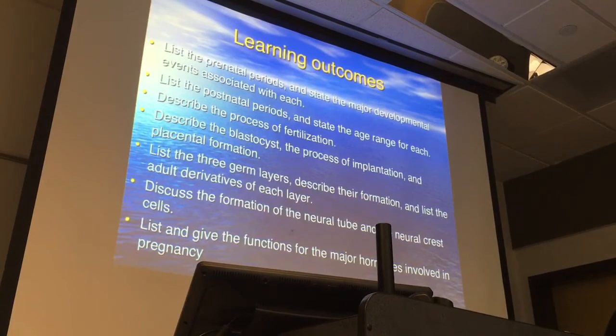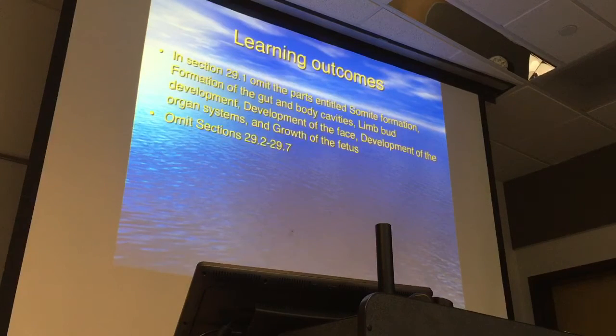List and give the functions of the major hormones involved in pregnancy. This is part out of 28, part out of this chapter, part out of even 18. Okay? We'll be talking about that. So, what's omitted? Most of the chapter, as you would guess. In section 29.1, you go from the beginning until you reach the section called somite formation at the top of page 1088. So you're going to go from the beginning of the chapter to where you see somite formation.